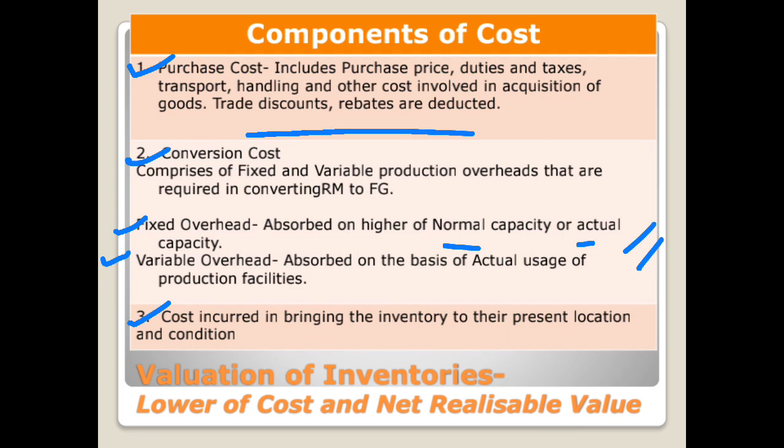And what are the costs incurred in bringing the inventory to their present location and condition? Say you have a factory and you have a storage depot from where goods are sold to the customer. From the factory you are not selling to the customers, but the storage depot is the place where the position is required to sell it to the ultimate consumer. In that case, the transportation cost and the rent cost of the storage depot will be included in the cost of inventory.